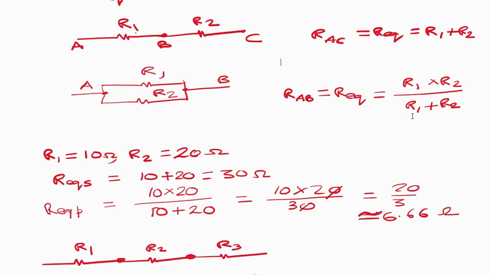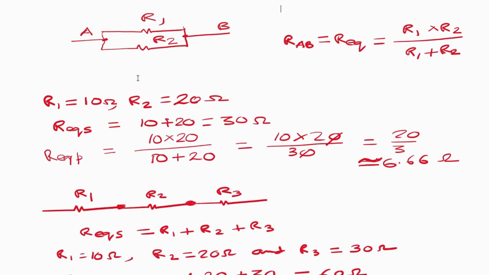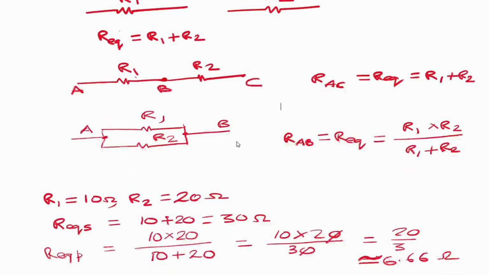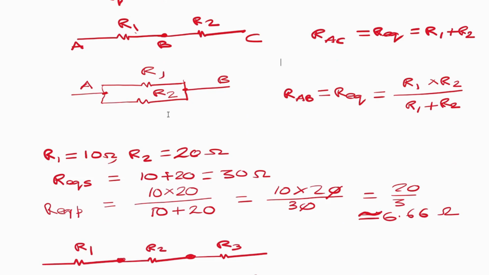R1 plus R2. So this is the value. That means in series combinations, the current will be the same through all the resistors, but in the case of parallel combinations, the current will be more if the resistance value is less, and the current will be less if the resistance value is more. So it is the reciprocal of the current passing through the resistors. Reciprocal means if the resistance value is more, the current passing through the resistor will be less. So these are the equivalent values of R1 and R2.